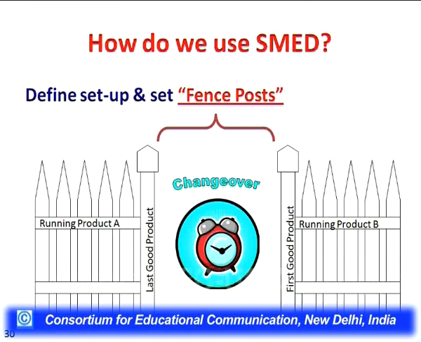In the diagram, on the left hand side, running product A is there, and the last good product, its fence post is there. There is a gap, then the first good product B is there, and its fence post is shown, and then running product B of good quality. In between, the time shown is the setup time or the changeover time.